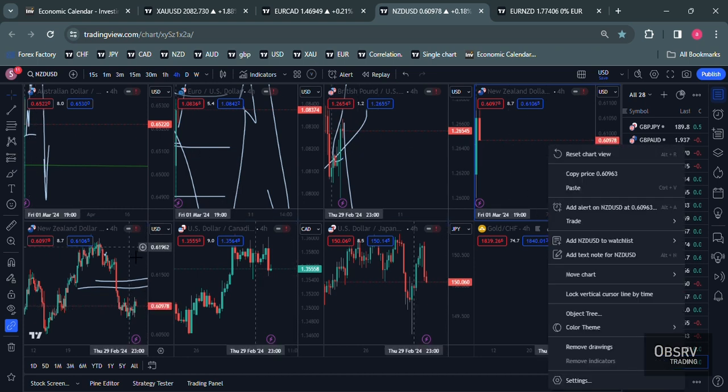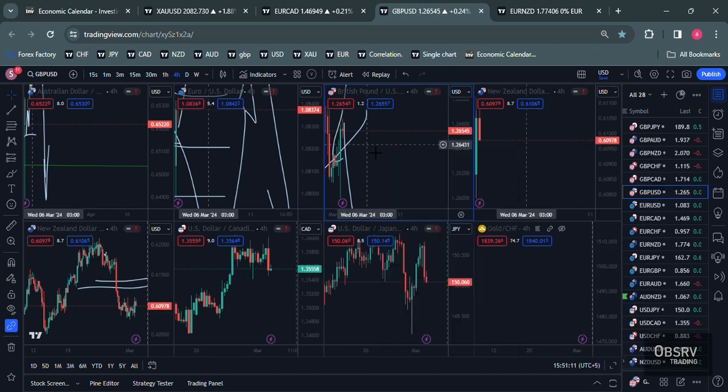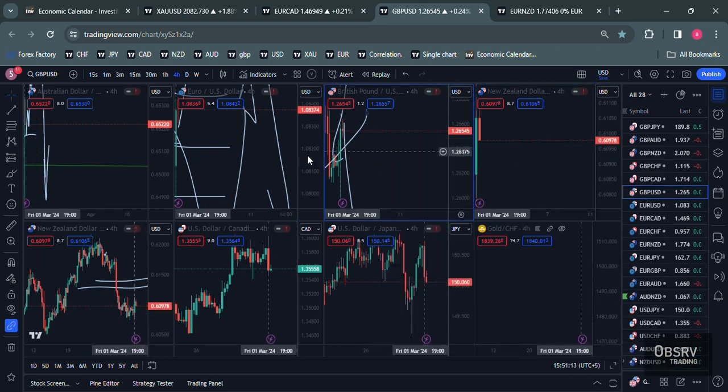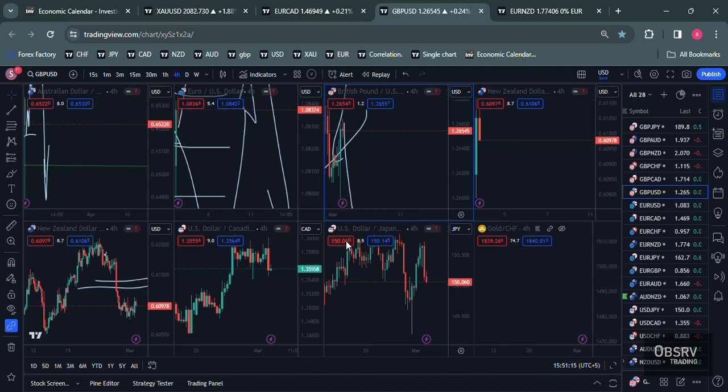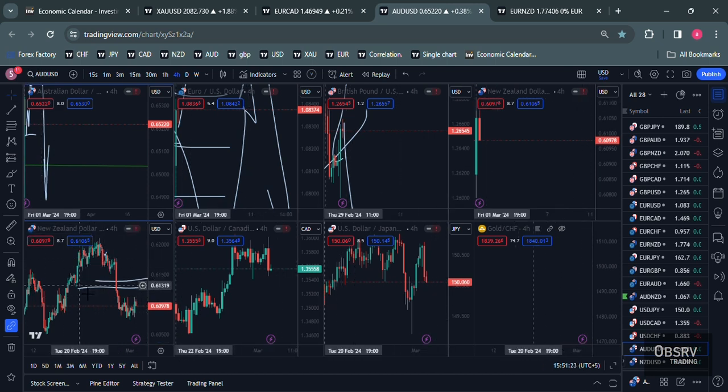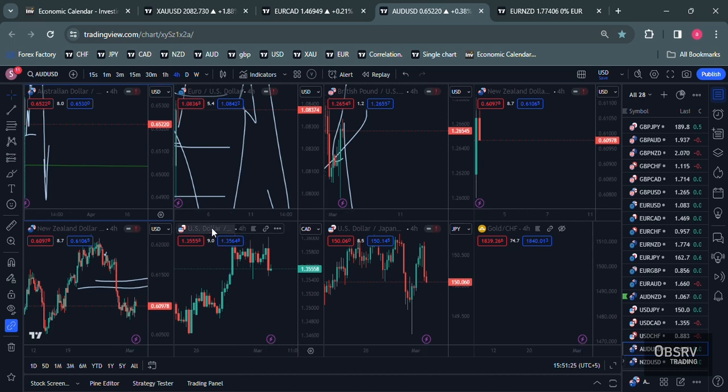Going to go through, did we do New Zealand dollar? So we've done Aussie dollar, we've done Euro dollar, we've done pound dollar, we've done New Zealand dollar. There is another New Zealand dollar sitting here, I don't know why, we'll have to change it. Then we have dollar CAD and dollar yen. So what we don't have is dollar Swiss franc.